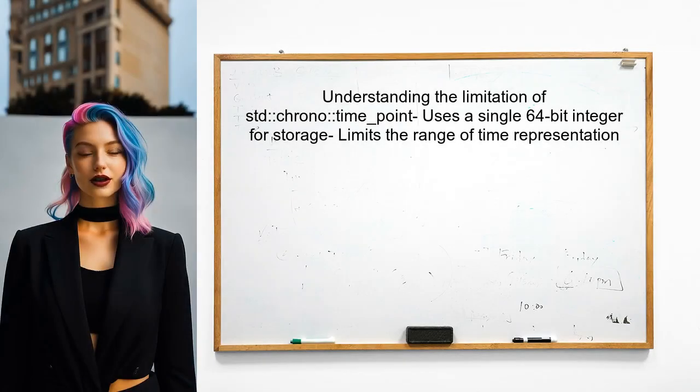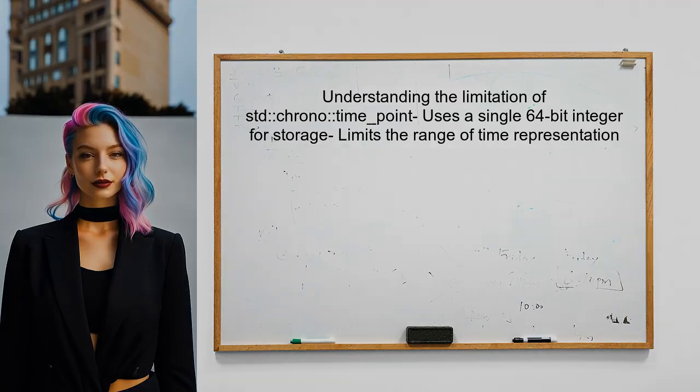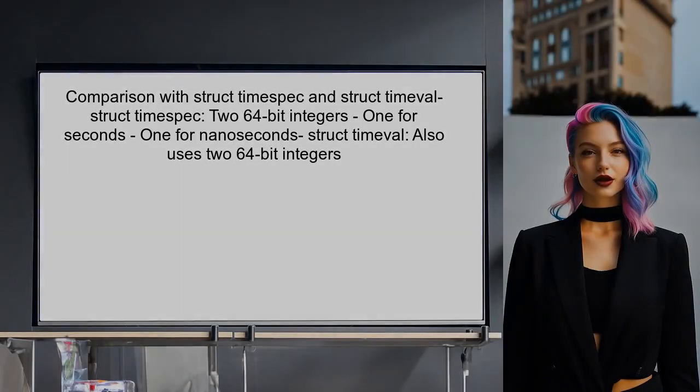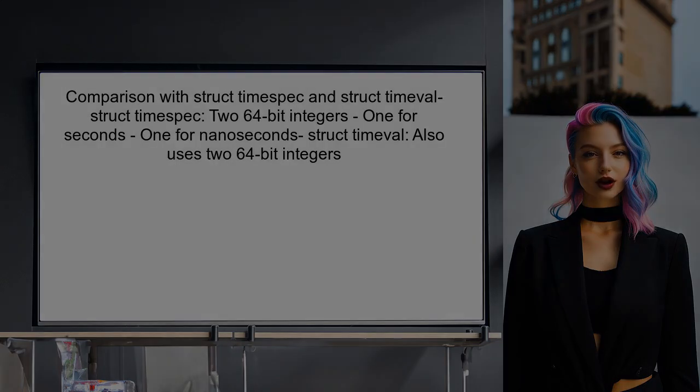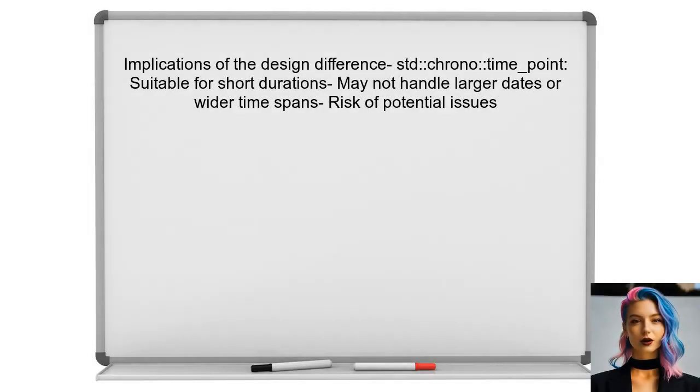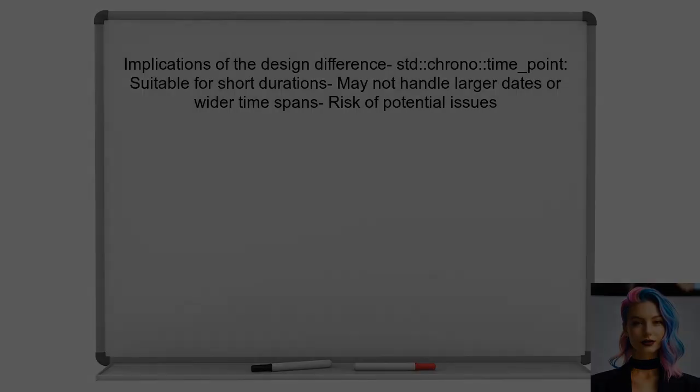To understand why chrono time point is not large enough, the user should first recognize that it uses a single 64-bit integer for storage. This limits the range of time it can represent. In contrast, the struct timespec and struct timeval use two 64-bit integers. One integer stores seconds, while the other stores nanoseconds, allowing for a much larger range of time. This design difference means that while chrono time point is suitable for short durations, it may not handle larger dates or wider time spans effectively, leading to potential issues.